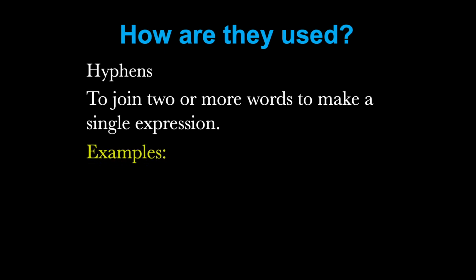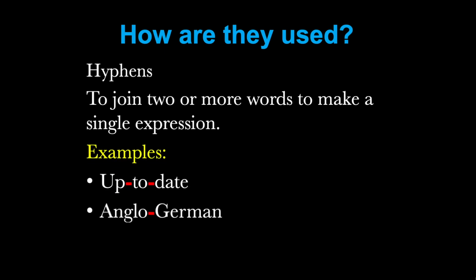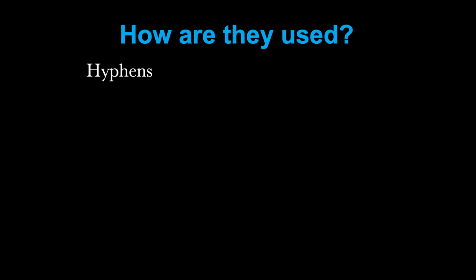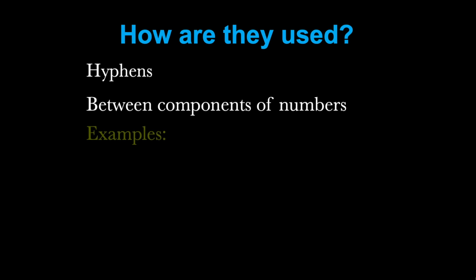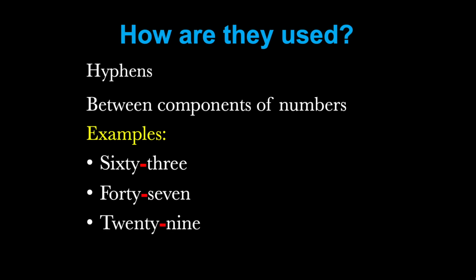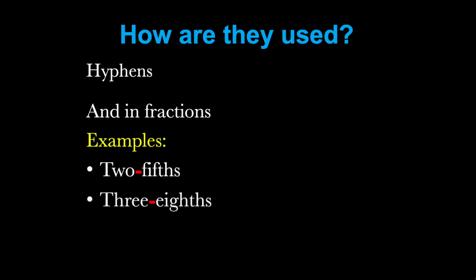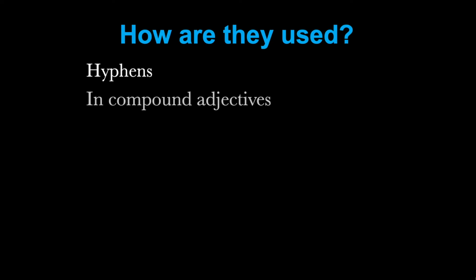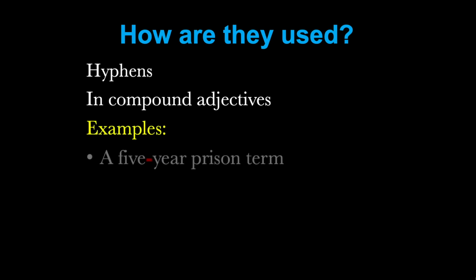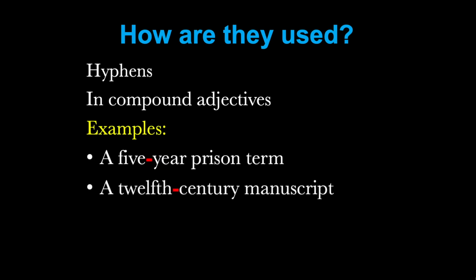Let's look at some examples. Up-to-date, Anglo-German, non-toxic. We also routinely place hyphens between the components of written numbers. Look at these examples. Sixty-three, forty-seven, twenty-nine. And similarly, when we write fractions in words: two-fifths, three-eighths, eleven-sixteenths. And we use hyphens in compound adjectives. A five-year prison term, a twelfth-century manuscript, a blue-green sea.